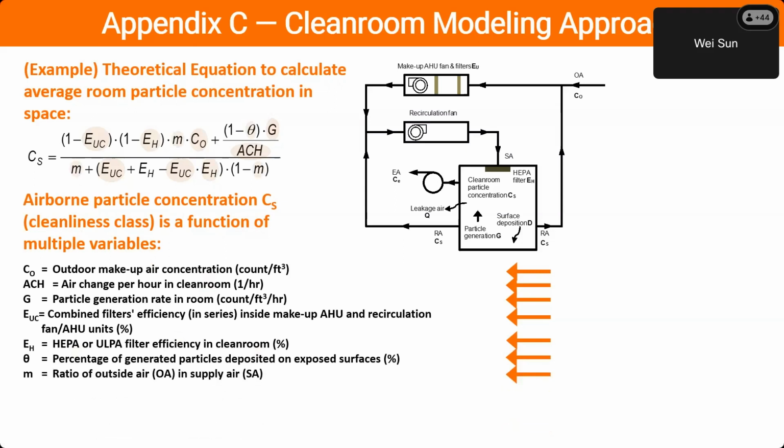And the other is the percentage of particles generated that return to the return air path, but the rest could deposit on the exposed surface. So not all the particles inside the clean room will return through the return path that you designate, not all. So it's based on how you design the return path. And also the ratio of outside air in the supply air.